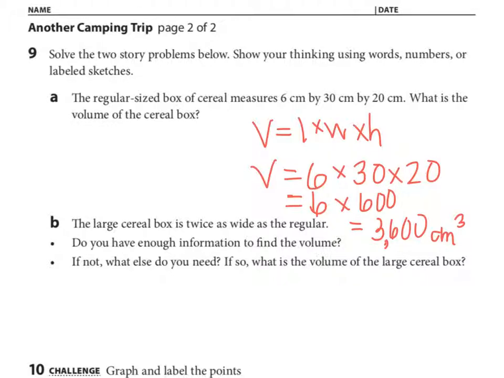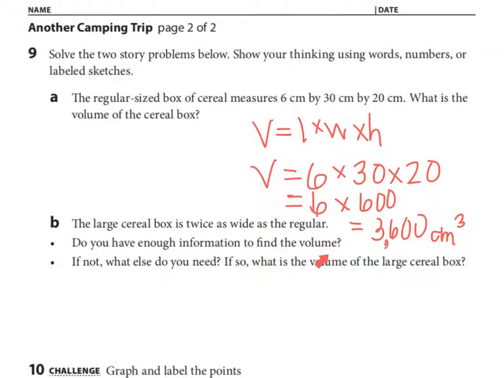For the second part of this problem, the large cereal box is twice as wide as the regular. Do we have enough information to find the volume? It's twice as wide as the regular, but does that mean the length and the height are the same? No, I don't know. It doesn't tell me. If not, what else do you need? If so, what is the volume of the large cereal box? So I basically just answered it. No, we don't have enough information.